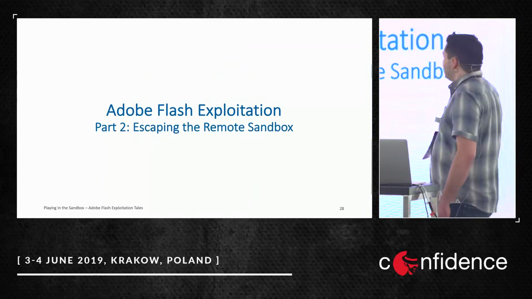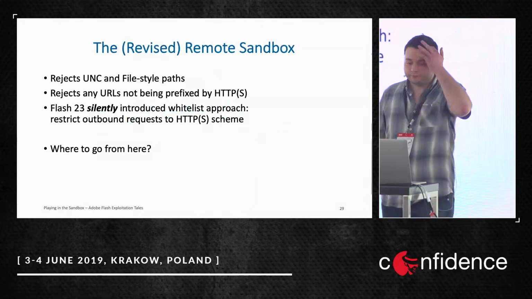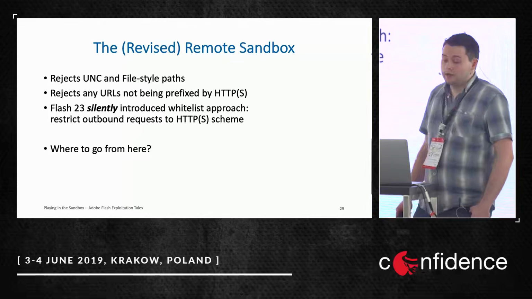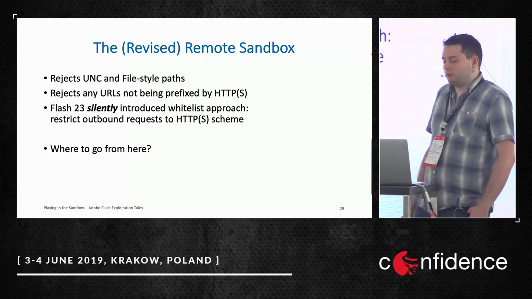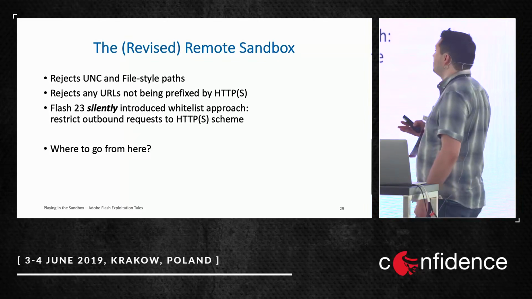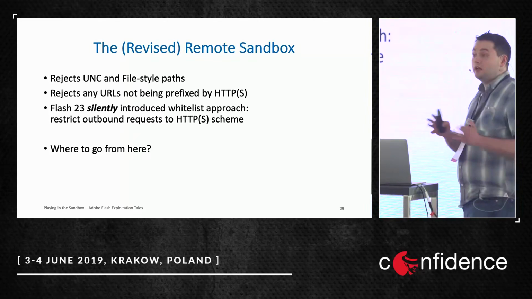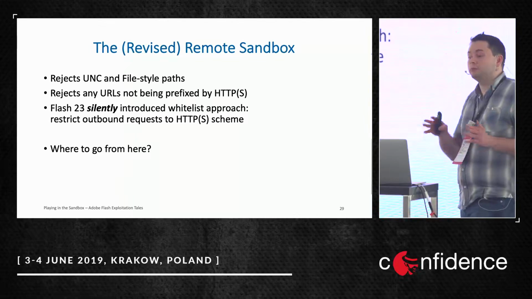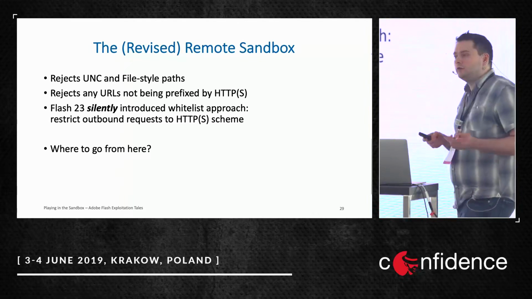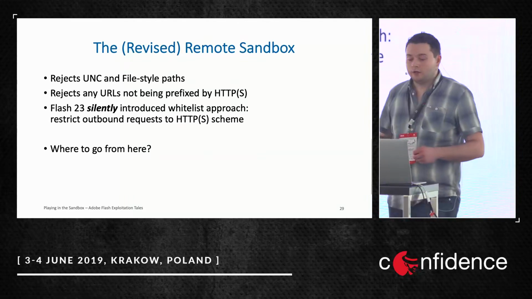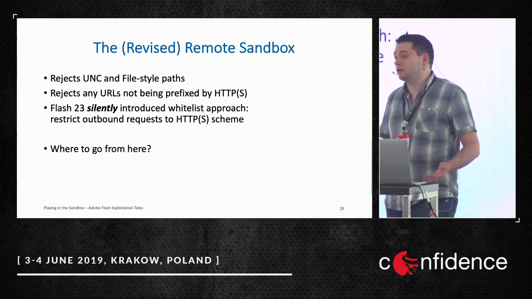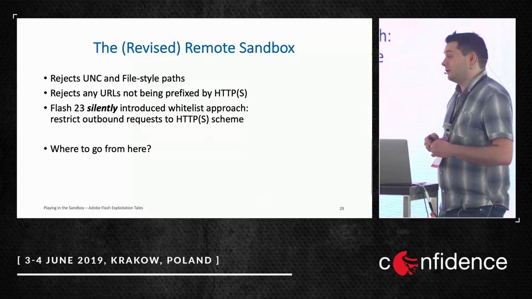So moving on to the remote sandbox, it turns out that they actually did change the remote sandbox. And basically, the remote sandbox now rejects UNC and file style paths. In fact, it rejects any URL which is not prefixed by HTTP or HTTPS. So it turns out that Flash 23 actually introduced a whitelist approach. And so if you want to escape the remote sandbox, you have to think about other options.